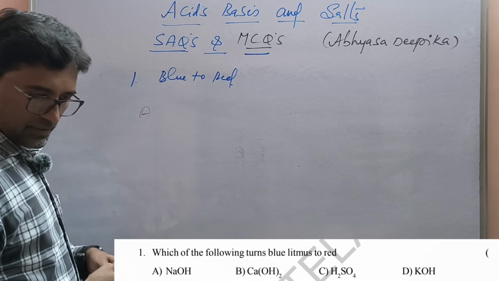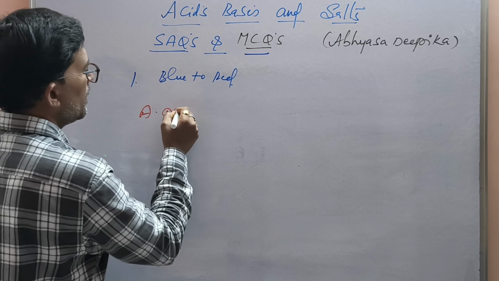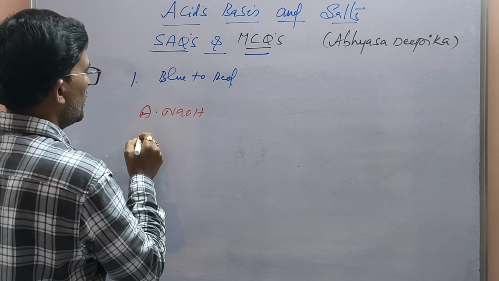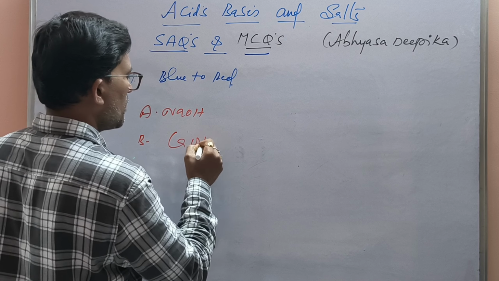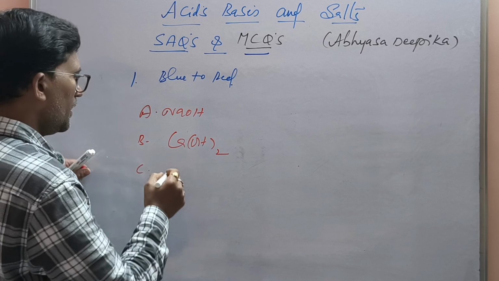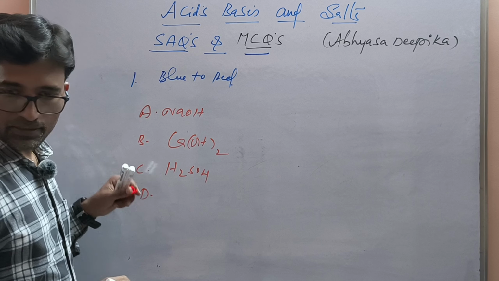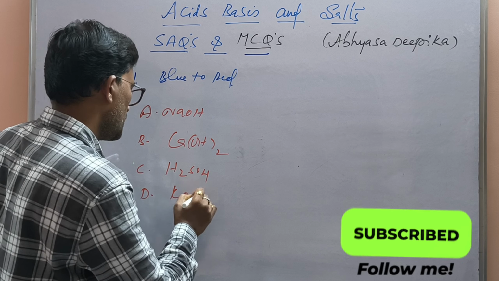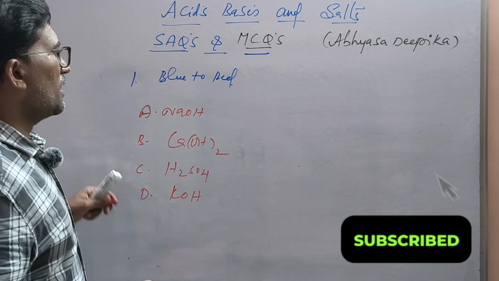First option given is NaOH. Second option given on the screen is calcium hydroxide. C option given is H2SO4 and D option is KOH. Okay, so sodium hydroxide is a base. It never converts blue to red.